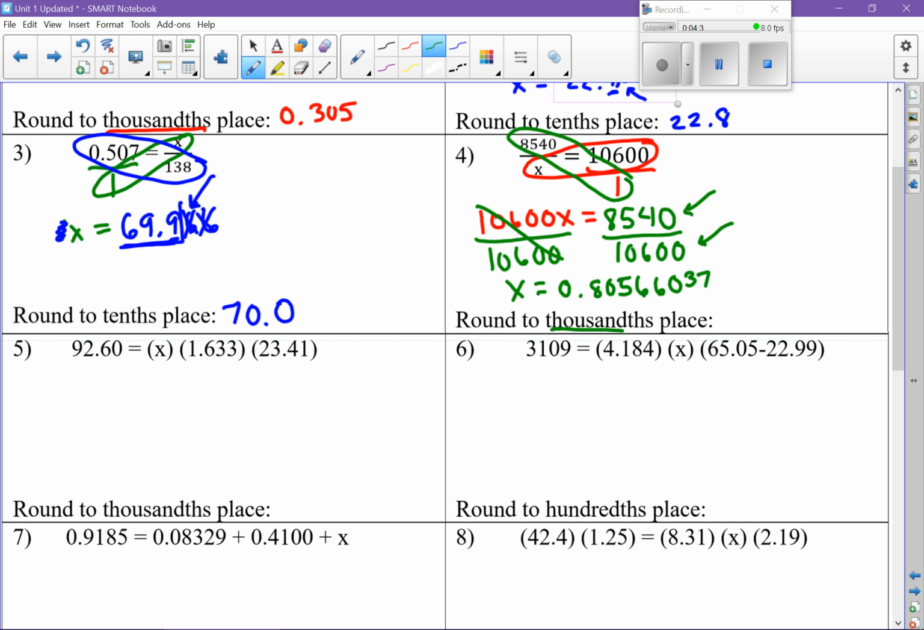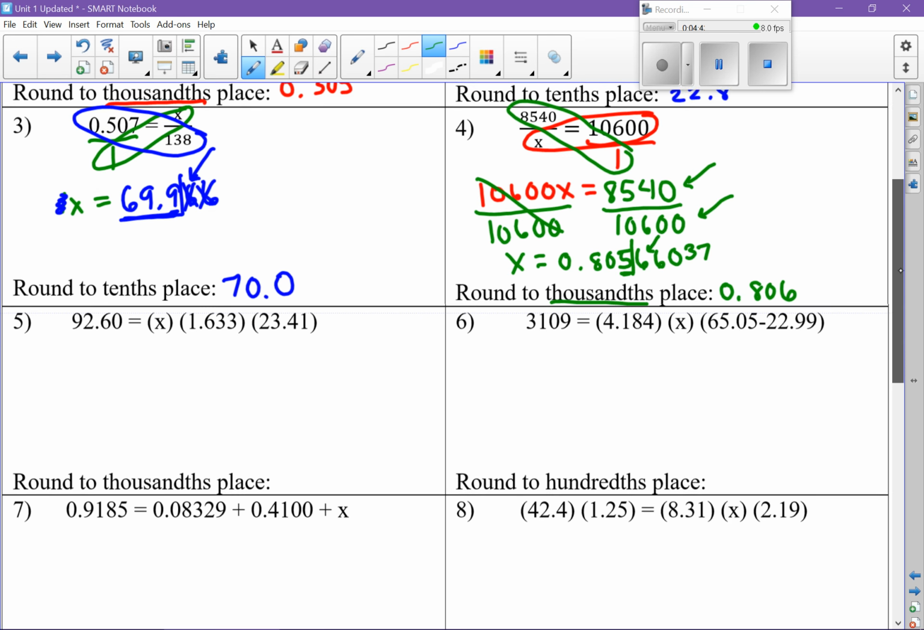We'll round to the thousandths place, which is here, the third one over. This 6 means that we need to round it up, so I'm going to keep the 0.80, but the 5 is going to round up to a 6.